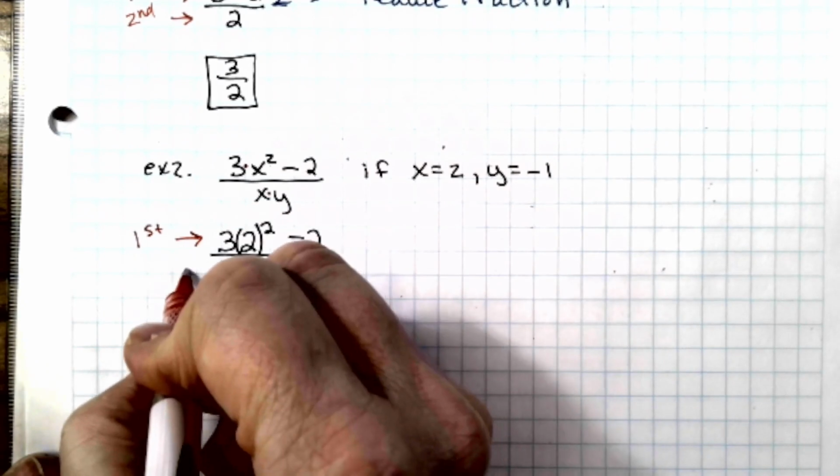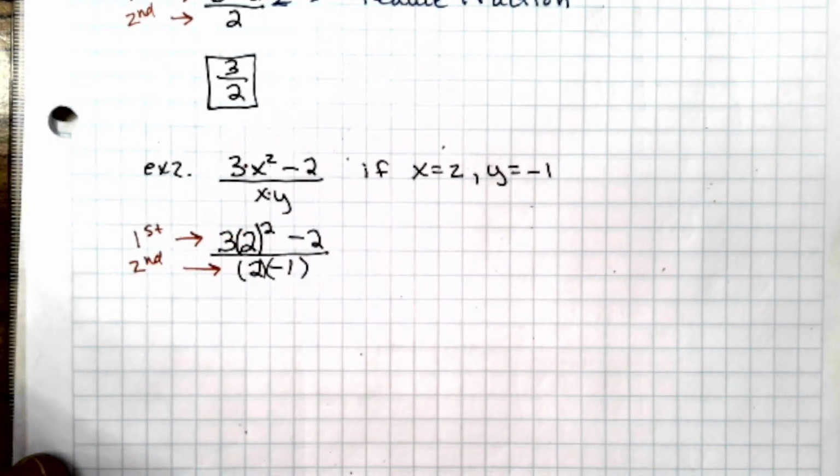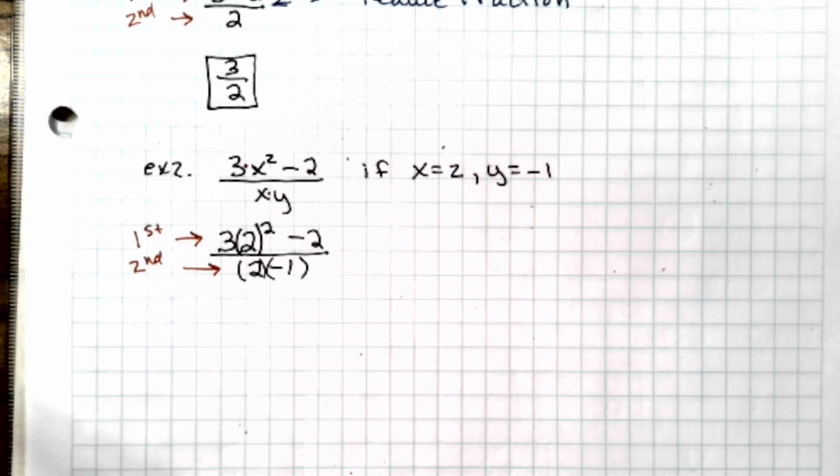First, we're going to do the top. Second, we're going to do the bottom. Last, we will do top and bottom. All right, so on the top, we're going to use order of operations.